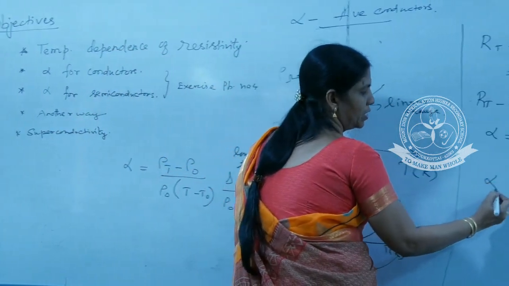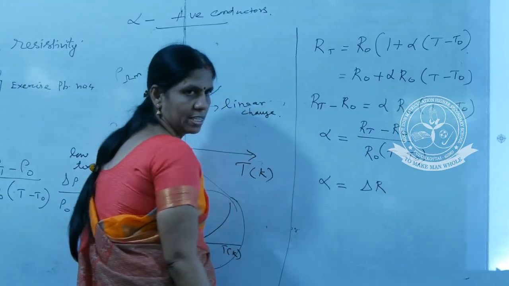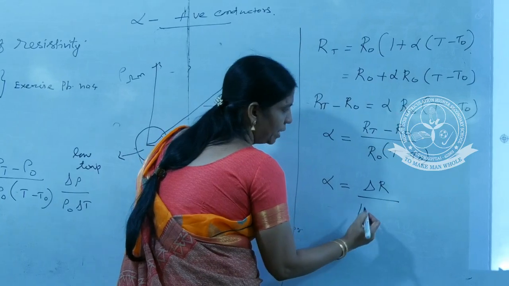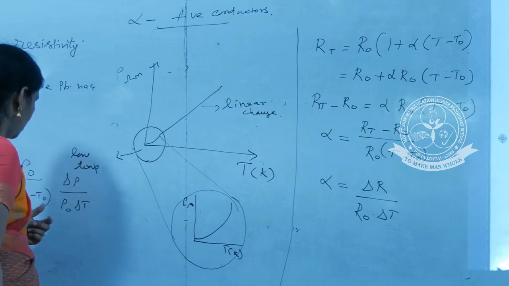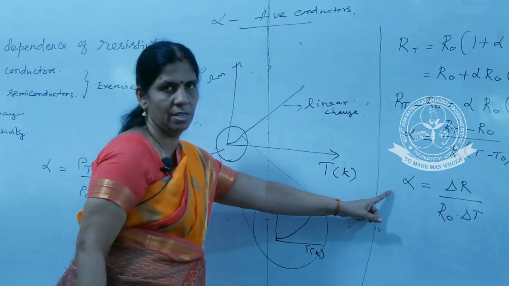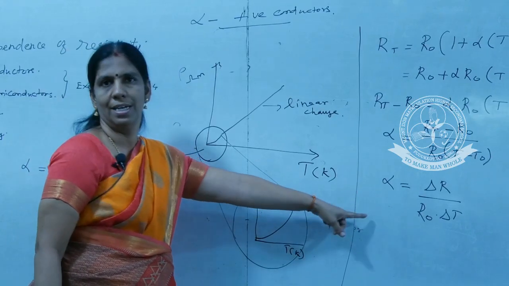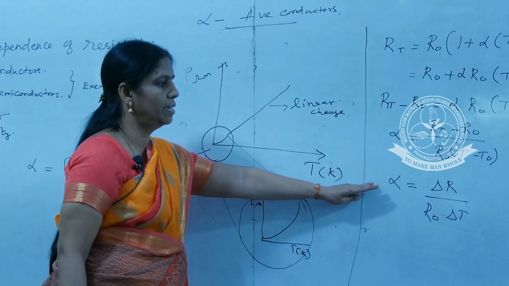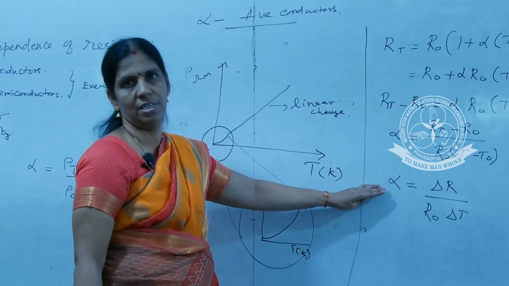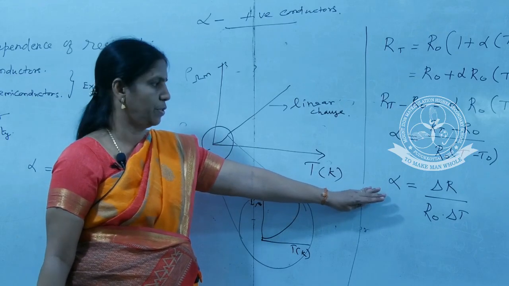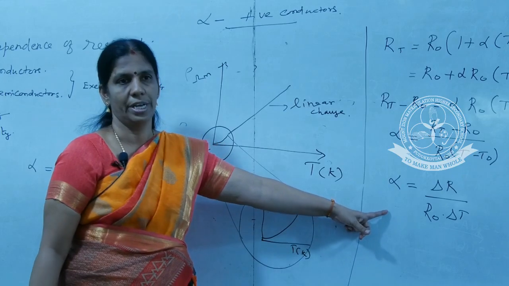Here alpha, based on resistance, is equal to delta R, that is the change in resistance, divided by R_0 into the change in temperature. So this alpha is nothing but the temperature coefficient of resistance, and this definition, define temperature coefficient of resistance, is an often, frequently asked question. How will you define this? From the expression we can define.